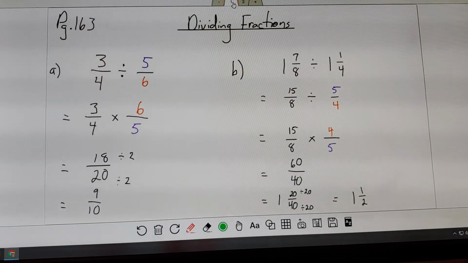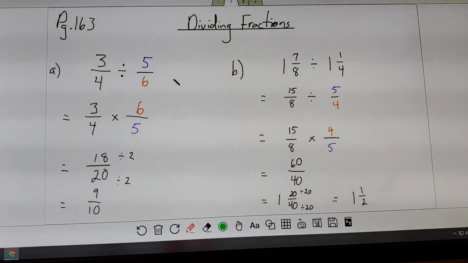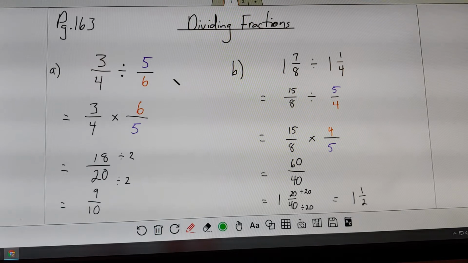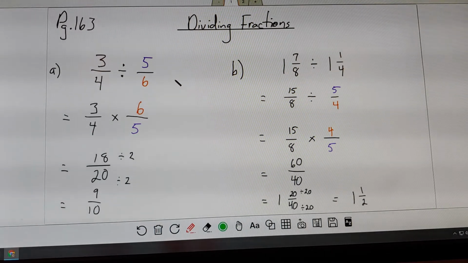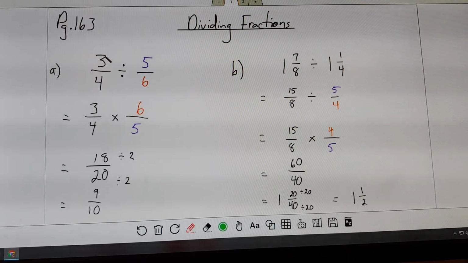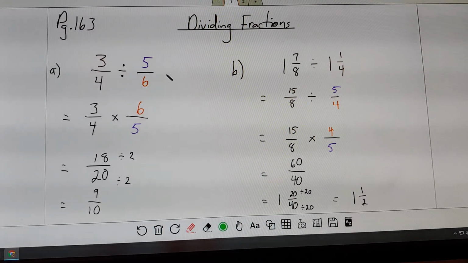Okay, we are on to dividing fractions. And the cool thing about dividing fractions is you don't actually divide fractions because dividing sucks, right? Anyways, your personal feelings about dividing fractions aside, this is how you do it. So we have 3 over 4 divided by 5 over 6. And we don't divide them.